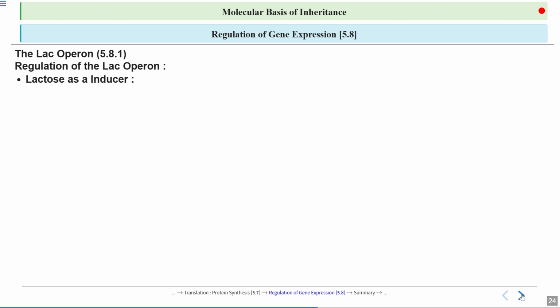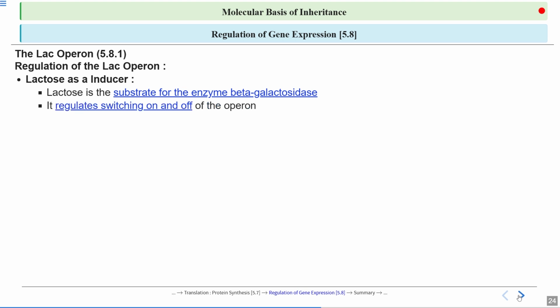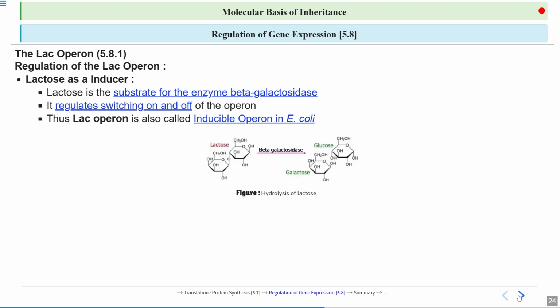Now, how does this regulation of the lac operon occur? Here lactose acts as inducer. Lactose is the substrate for the enzyme beta galactosidase. It regulates the switching on and off of the operon. Thus, the lac operon is also called an inducible operon in E. coli. So what you need to understand is that lactose acts as the inducer in this lac operon.